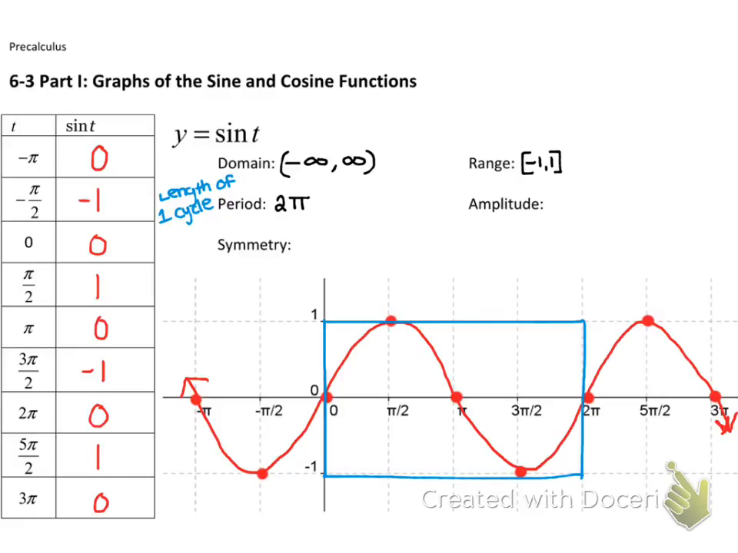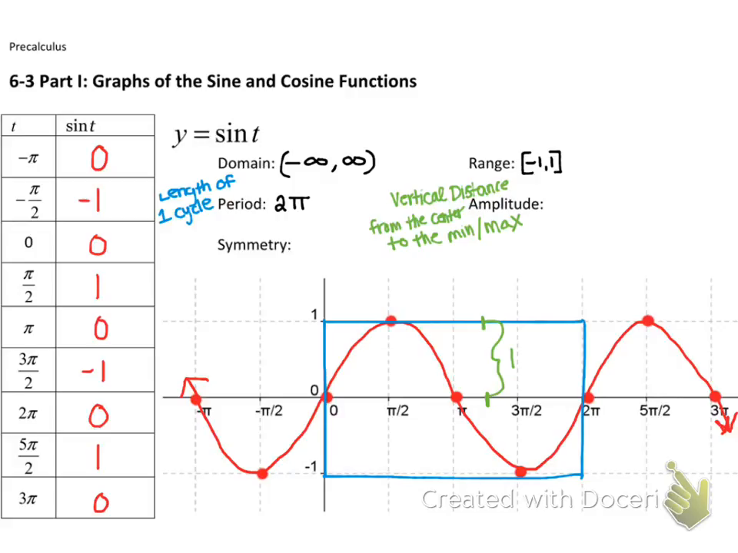Now the amplitude. The amplitude is our vertical distance from the center to the min or max. So if we look at our min or our max, let's say we're going to use this point right here. So from the center of my function to the max, we have a value of 1.